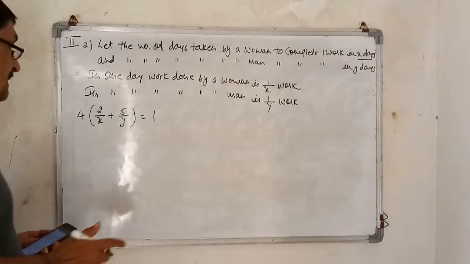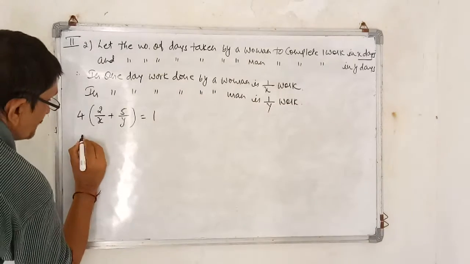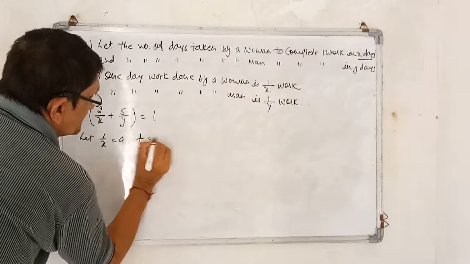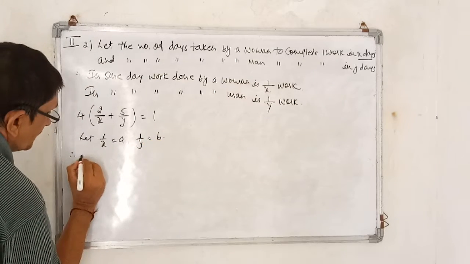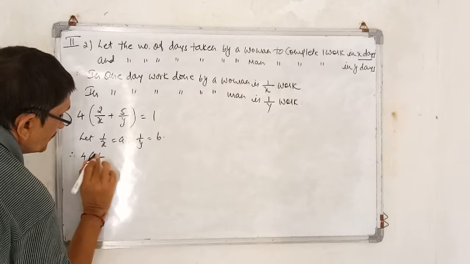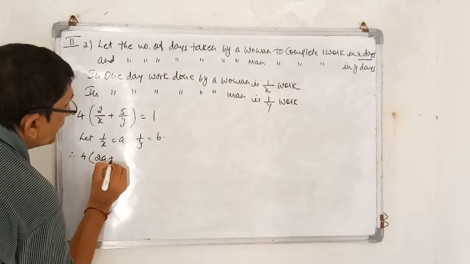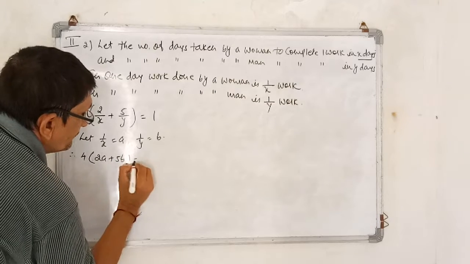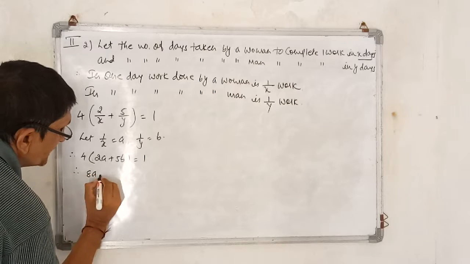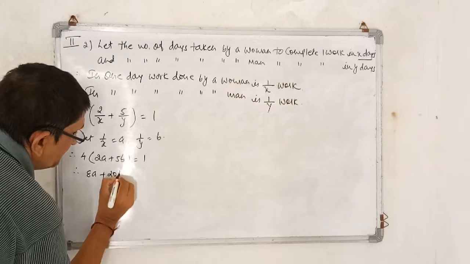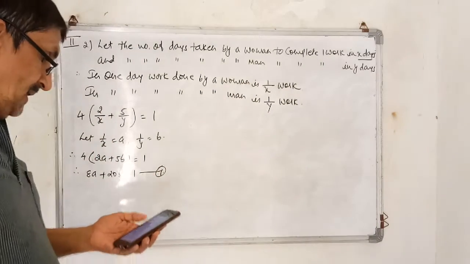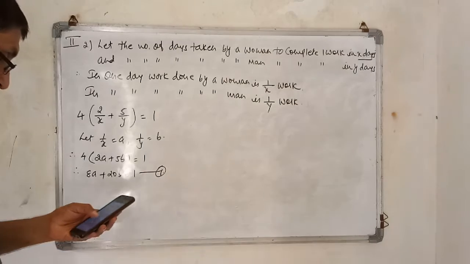So here we assume that 1 upon X is equal to A, 1 upon Y is equal to B. So therefore 4 into (2A plus 5B). So 4 2s are 8A plus 5 4s are 20B is equal to 1. This is the first equation.